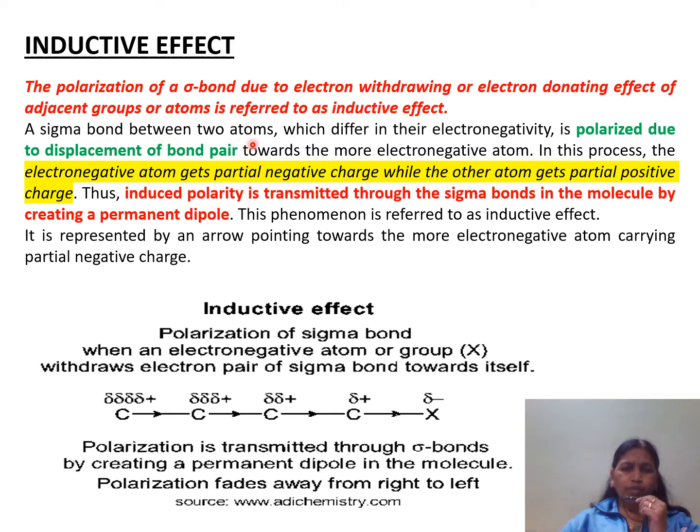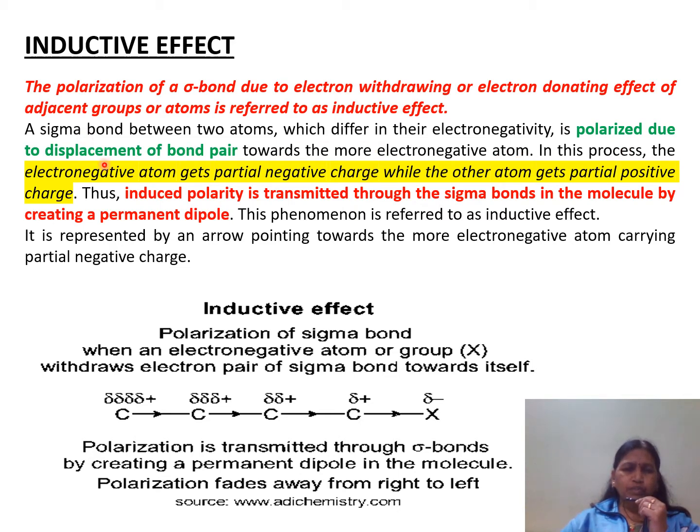A sigma bond between two atoms which differ in electronegativity is polarized due to displacement of the bond pair towards the more electronegative atom. Here, this is the sigma bond between two atoms which differ in electronegativity. This is carbon, this is a halogen atom. Due to the electronegativity difference, it attracts the electrons towards itself. So polarization is due to displacement of the bond pair towards the more electronegative atom.